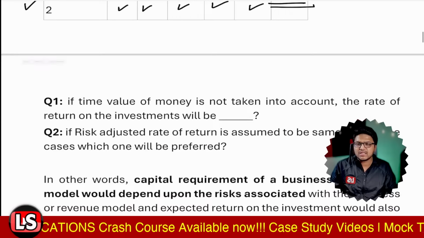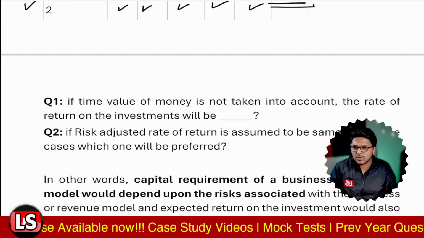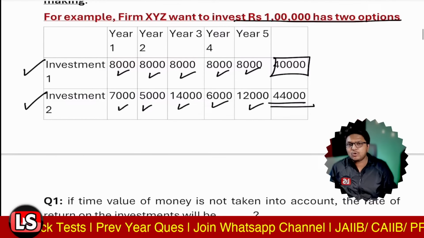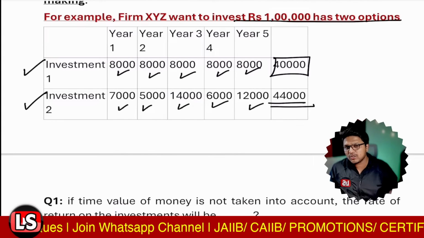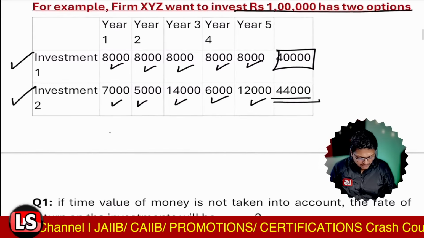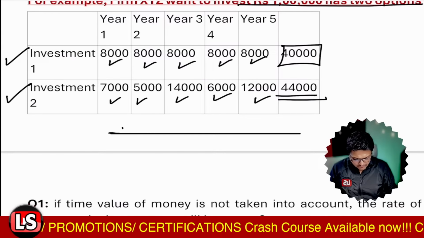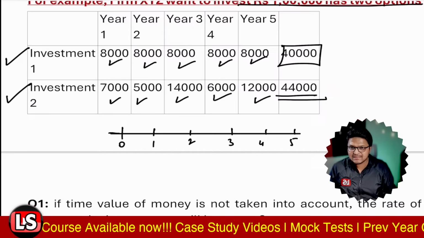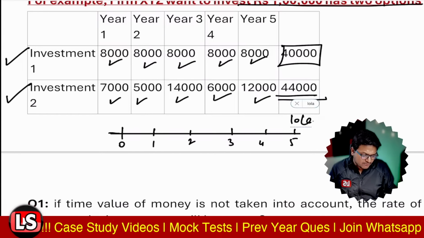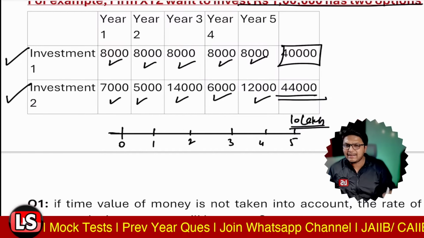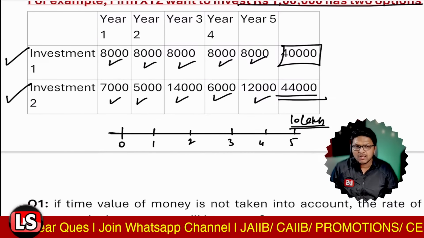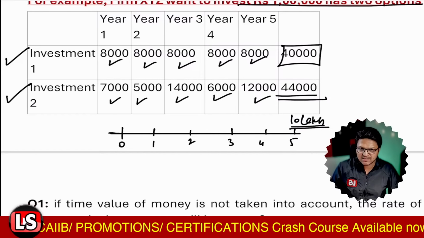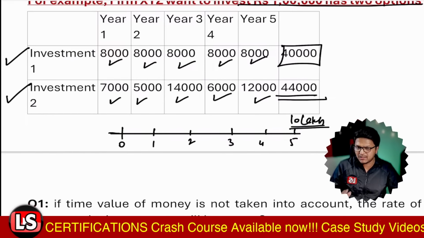Now the question says: if the time value of money is not taken into account, the rate of return of the investment will be what? Time value of money says that today the value is more, and later on the value will be lesser. Let me draw a timeline here, with the present time as 0, then 1, 2, 3, 4 and 5. If you have 10 lakh rupees 5 years from now, or 10 lakh rupees in your hand today, definitely the 10 lakh rupees in your hand today will be valued much more. That's the main factor you should consider.